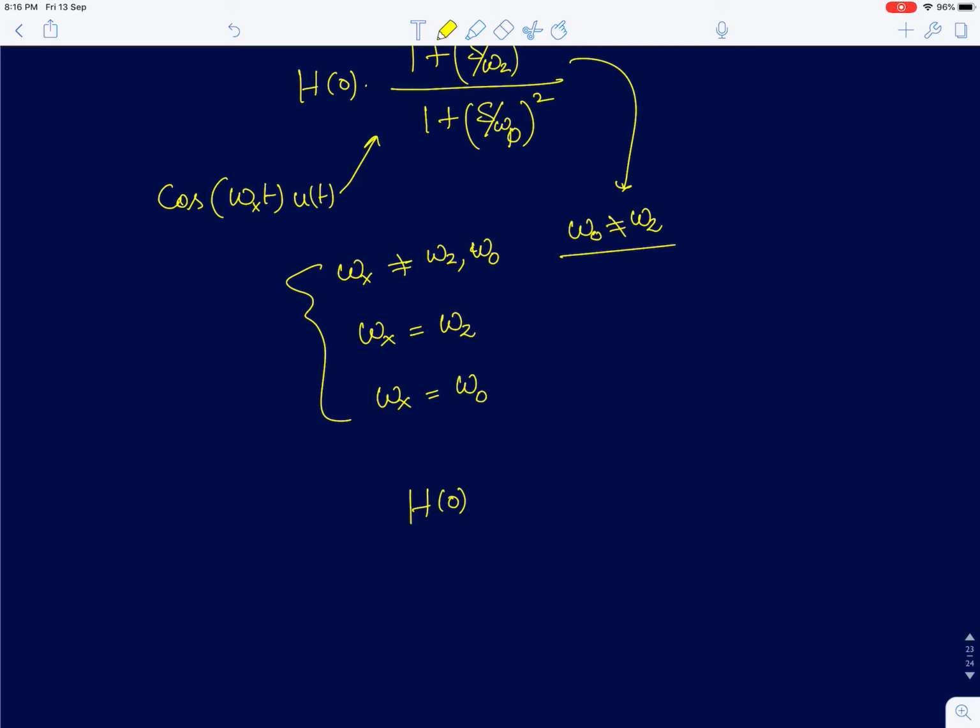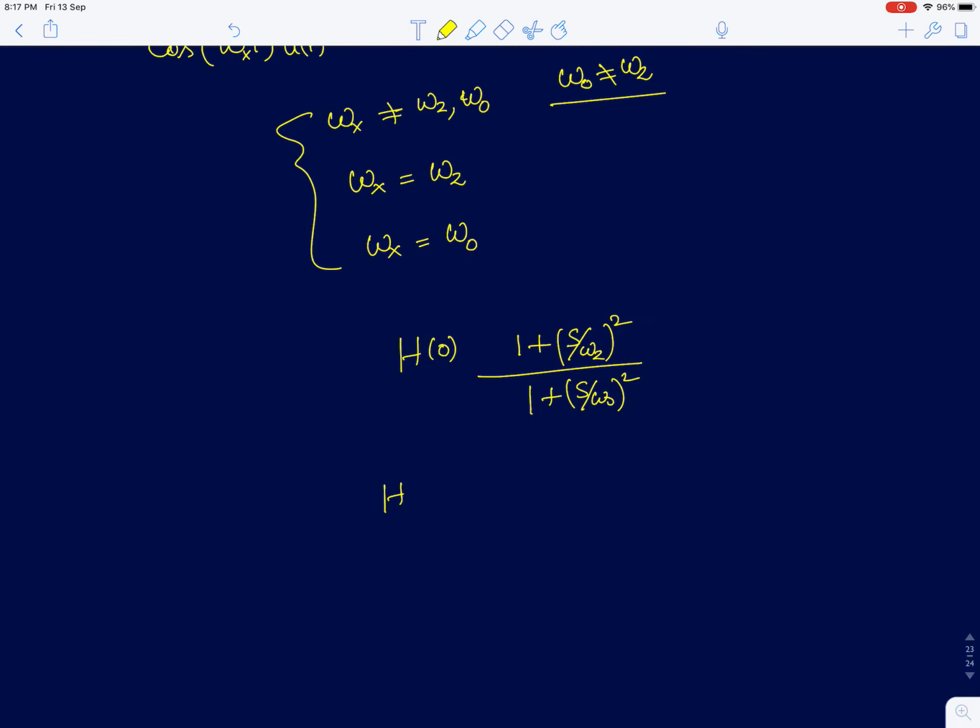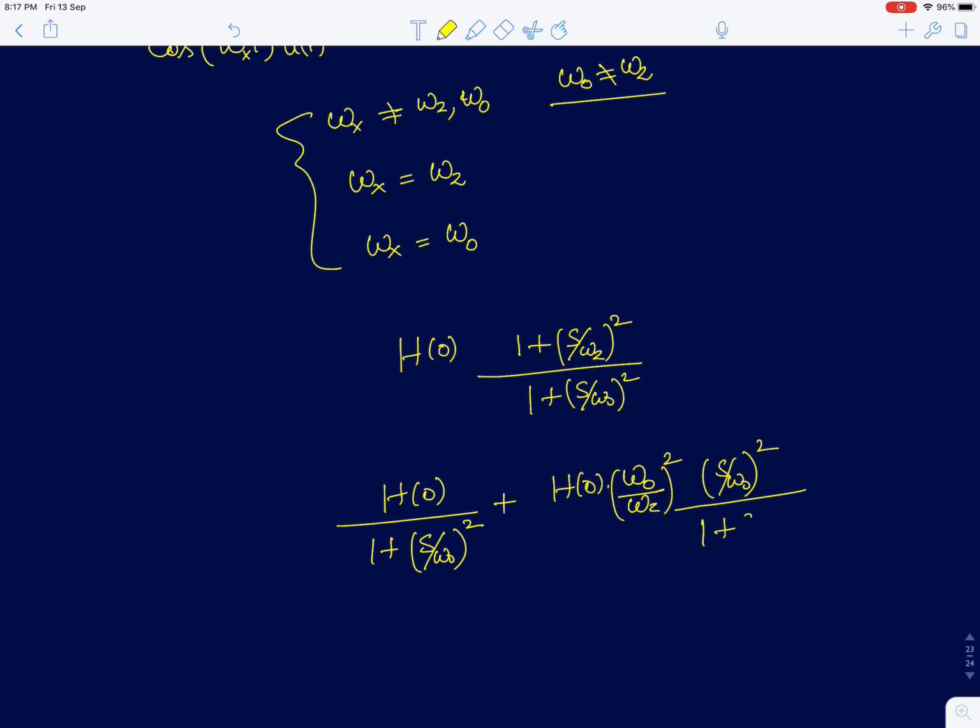So to solve this, I can write this. We have already written this transfer function, with a complex zero, as a sum of a low pass and a high pass transfer function. We have already done this in the previous lectures. So I'm just going to write it in that way. You can write it as h of 0 by 1 plus s by omega naught the whole square, plus h of 0 into omega naught by omega z the whole square into s upon omega naught the whole square by 1 plus s by omega naught the whole square.